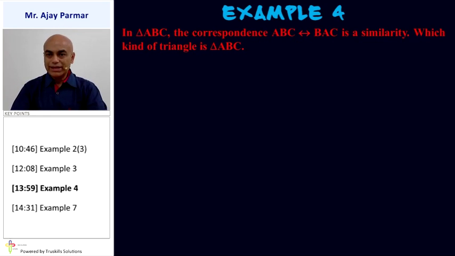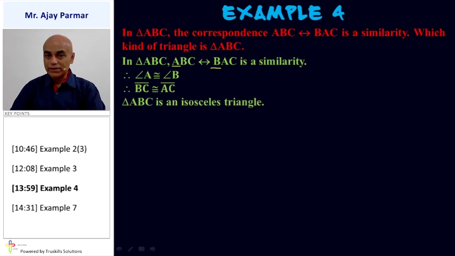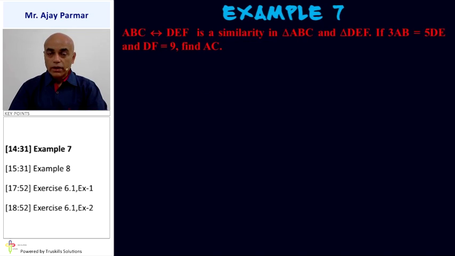Correspondence ABC to BAC is a similarity. Then what kind of triangle do you think is triangle ABC? Now, because this correspondence is given to be a similarity, angle A would be congruent to angle B. You can see that angle A is corresponding to angle B and they should be congruent. That means the sides opposite to them, line segment BC, should be congruent to line segment AC. Means two sides are congruent. Therefore, the triangle is an isosceles triangle.